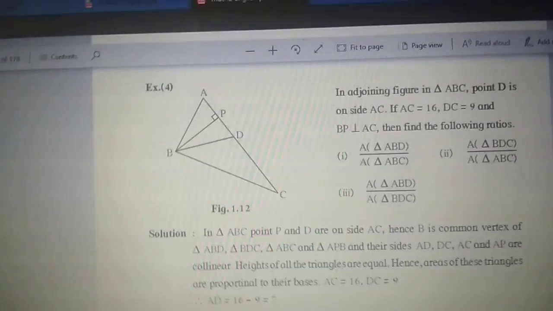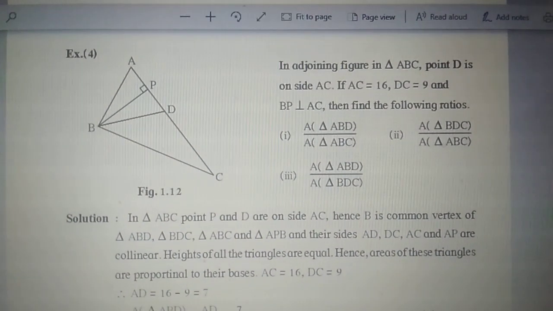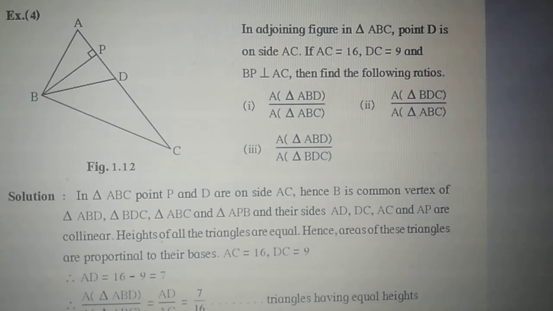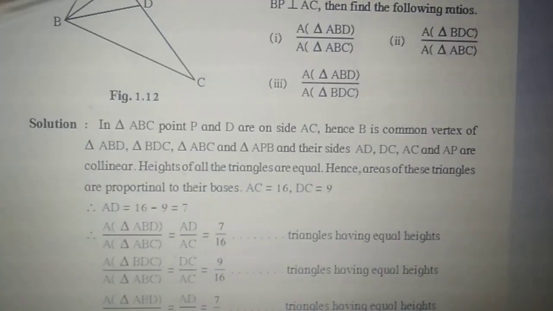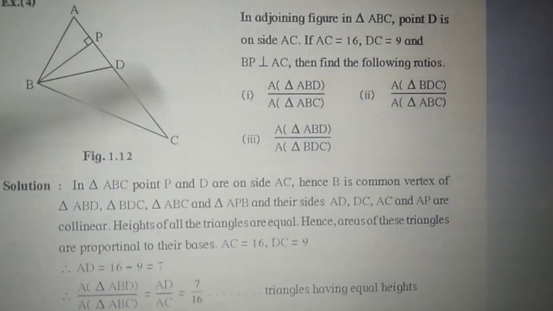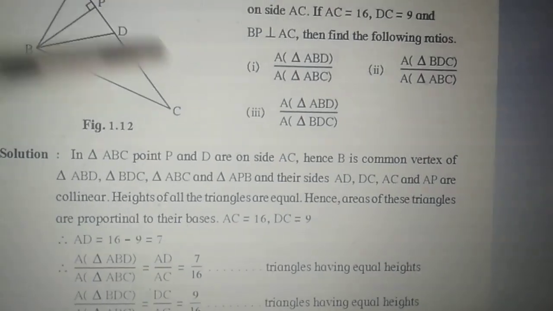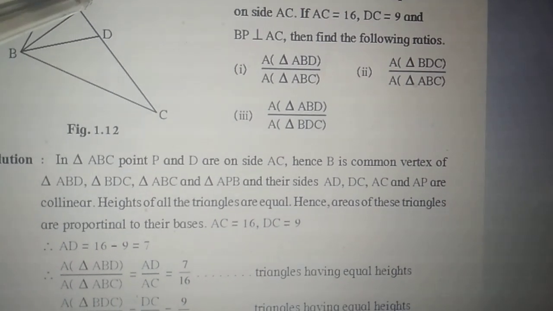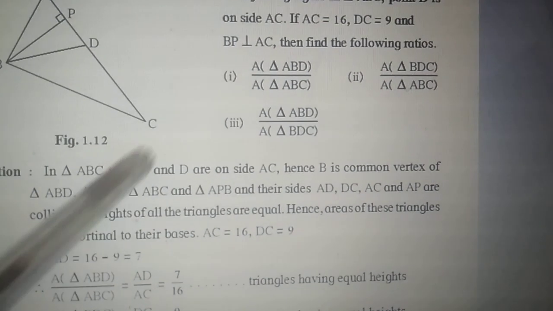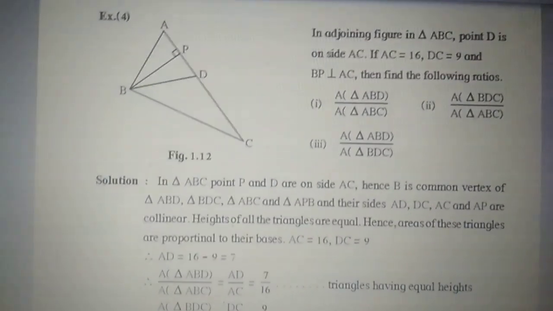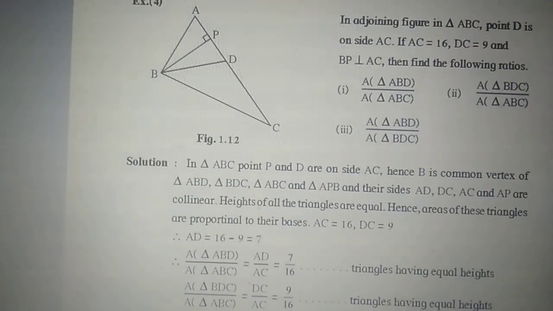Now last sum, example number 4. Question: in figure 1.12, triangle ABC is given. Point D is on side AC. AC is 16. Total AC is 16. DC is 9. BP perpendicular to AC. Now again, here I rotate this triangle. Okay, figure 1.16.